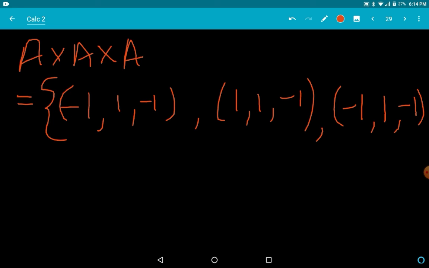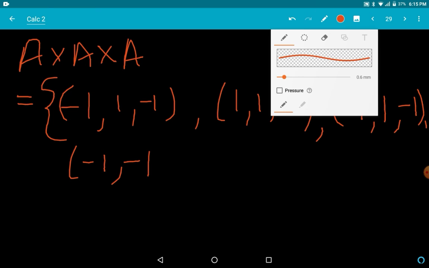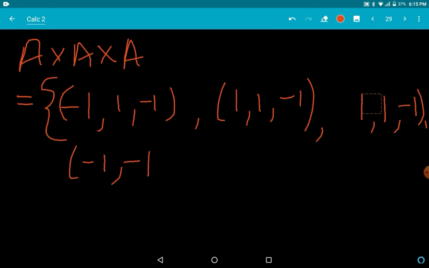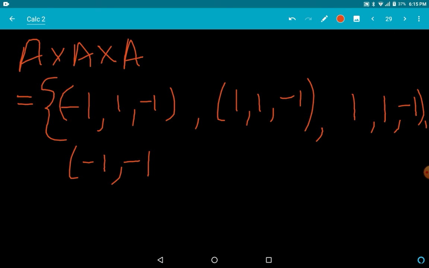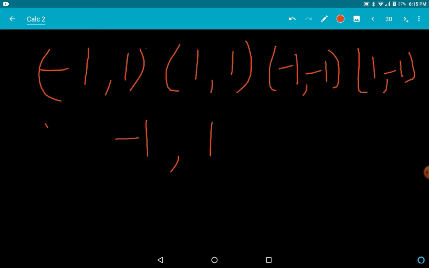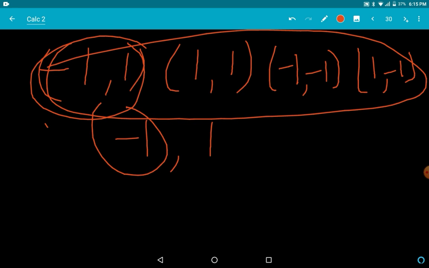minus 1, 1, 1, then minus 1, minus 1, minus 1. I think this should be like this. Once I did a wrong thing, I'm erasing it here. Let it be 1, 1. I have done this now, so 1, minus 1 is left. Then you understand? I am doing these whole four with this one first, then I am doing with this one. This is called pairing.